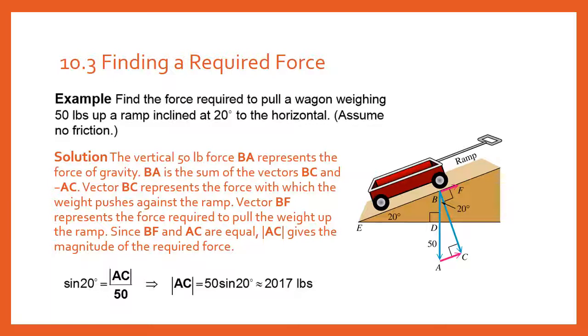So we make a right triangle, and once you get the illustration down and get your triangle labeled, then it's just a matter of dealing with law of sines or law of cosines. What we're trying to find is AC. Well, we're dealing with a right triangle here, so we know that the sine of 20 degrees is going to be AC over 50. And we just solve that, and we get 2,017 pounds.